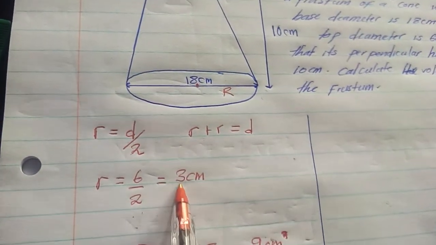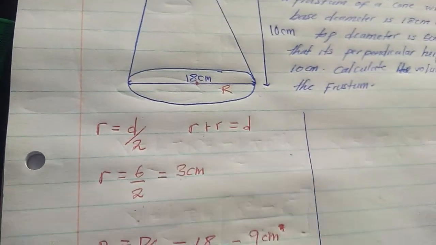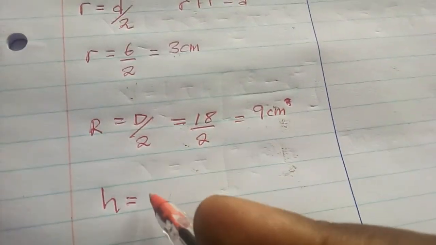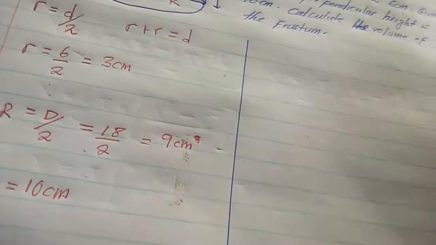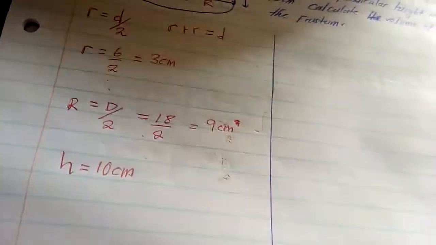So if that is the case, we have the radius there, and the height we have been given. What is the height? The height is 10 centimeters. Now, if that is the case, let us employ one formula. Which formula are we going to use? We are going to use this formula here. So this is the formula we are going to use to calculate the volume of the frustum.